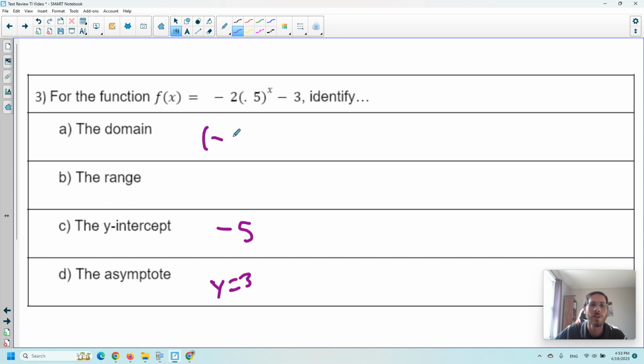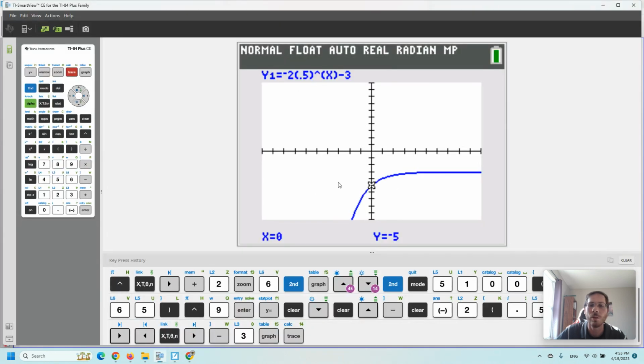The domain for all of these is negative infinity to infinity. And again, if we look at that, we can go to the left. This will keep going to the left. This one will keep going to the right. For the range, we're going to start at negative infinity because that's the lowest it goes, but we're not going to go to 0 this time. See how we have it shifted? We're only going to get up to -3. So that's going to be our range.